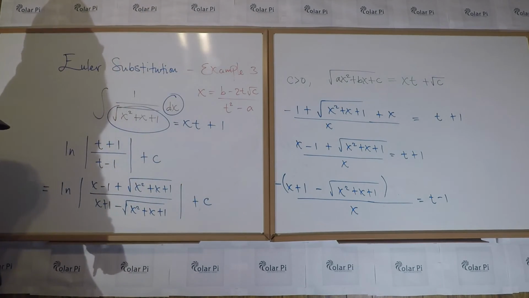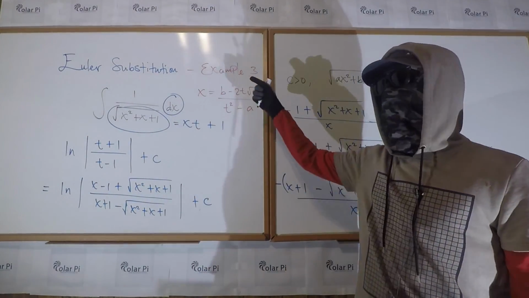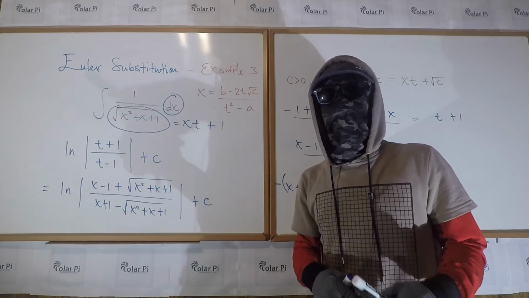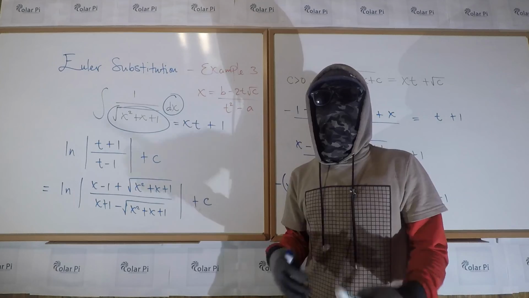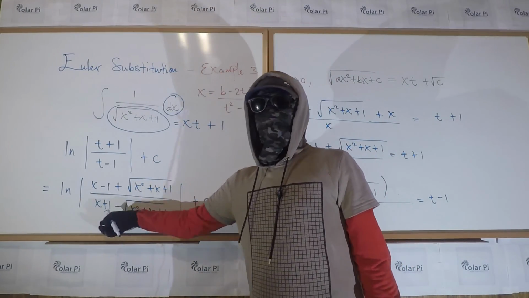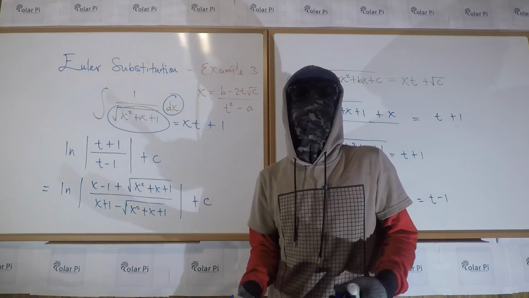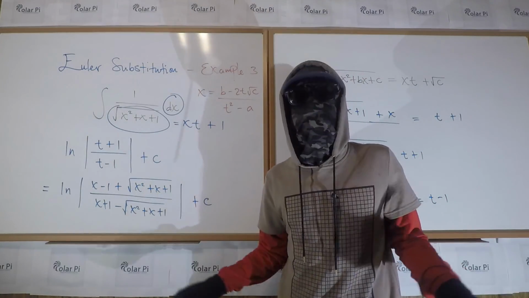Now look here. If you look at this answer, it's not the same as the answer we found in example 1, because in example 1 we had the same integral, but we used the first Euler substitution. Even though the answer here is not identical to the answer there, if you multiply by conjugates here, then you'll be able to transform this answer to look exactly like the answer in example 1. So they're different forms of the same answer.